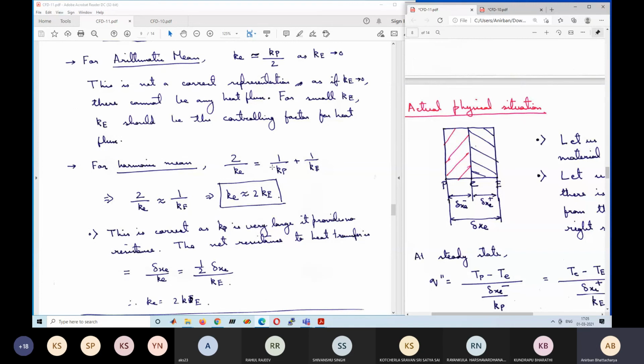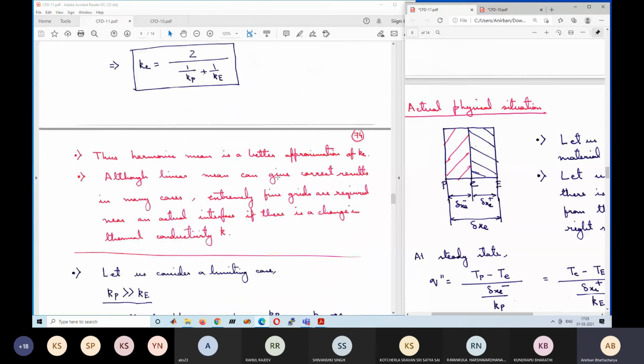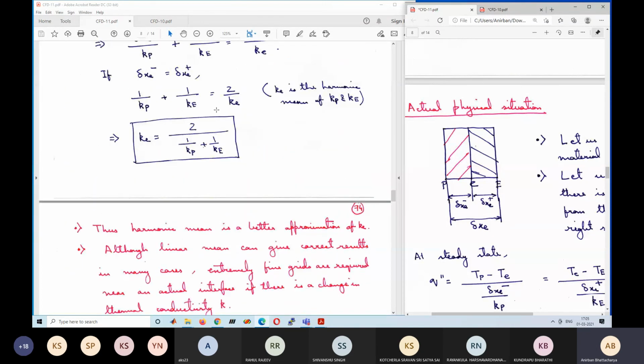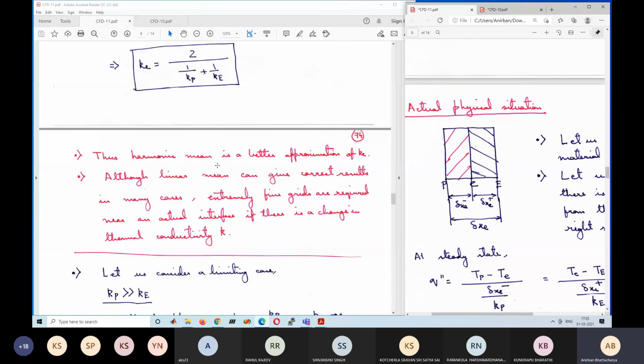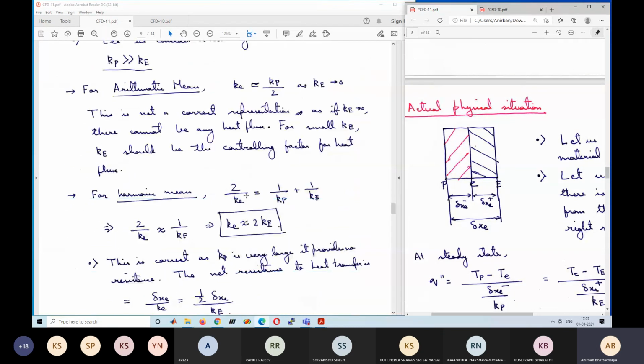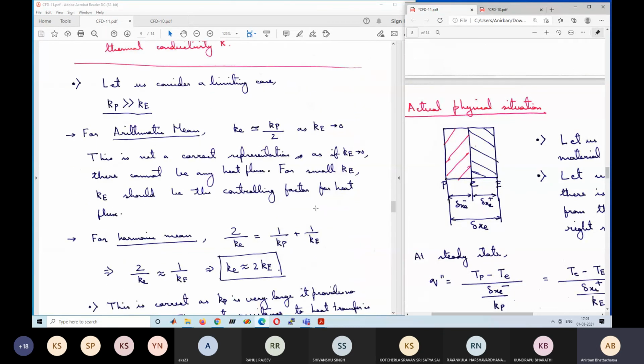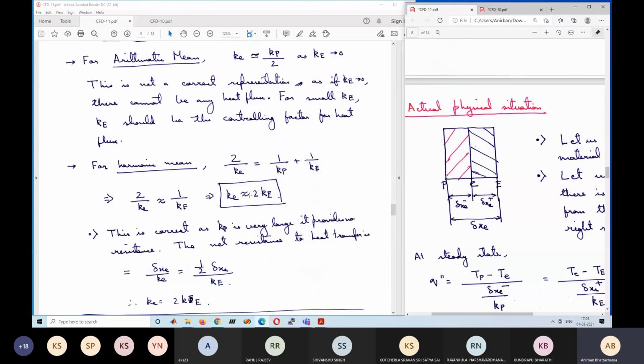2 by small k is equal to this equation. If you remember, 2 by small k is equal to 1 by Kp plus 1 by Ke. We'll use this equation. 1 by Kp is almost equal to 0 because Kp is very large. So ultimately 2 by k is equal to 1 by K capital E, or k small e is equal to 2 into K capital E. So here we see that K capital E is the governing factor.